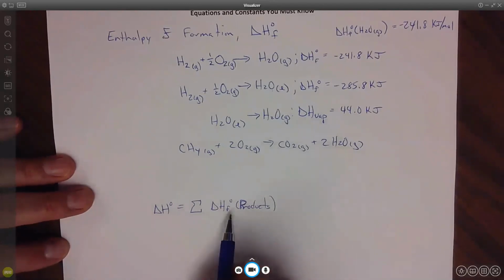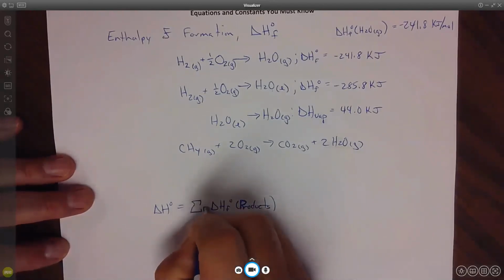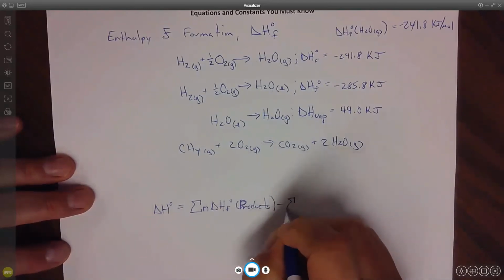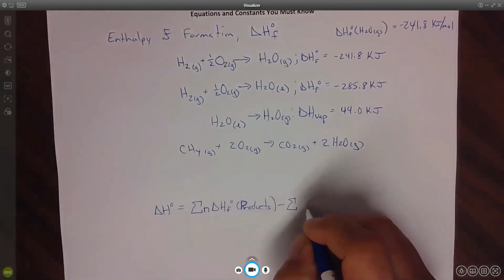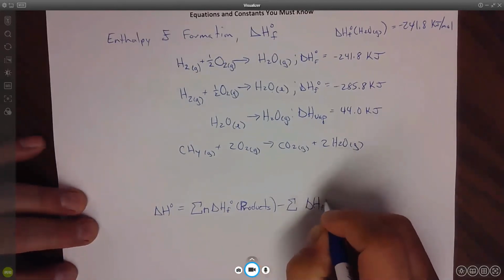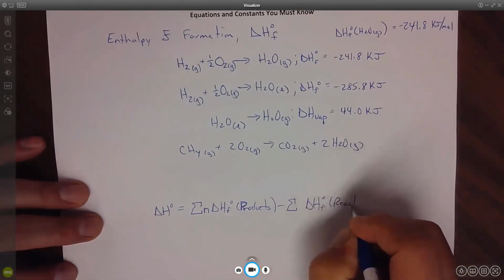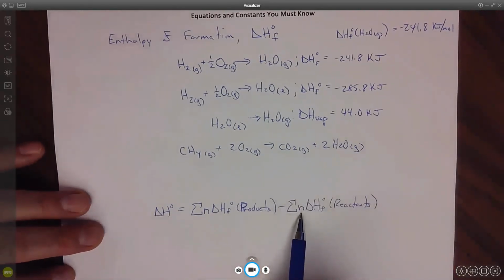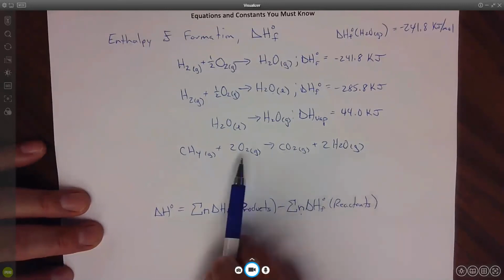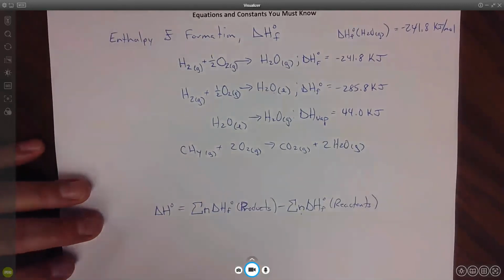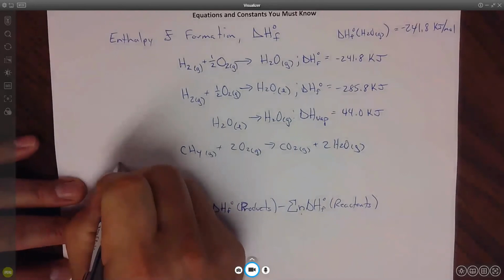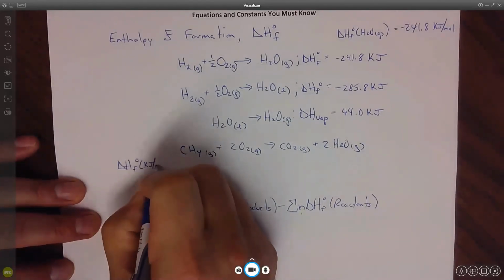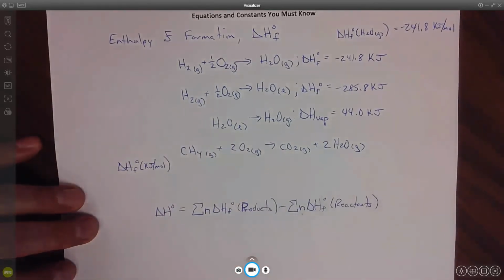And again, since it's an extensive property, we've got to multiply each by the coefficient in the balanced chemical equation. And then we're going to subtract from that the enthalpy of formation of the reactants. And again, we'll have to multiply each of those by the number of moles, so the coefficients in the balanced chemical equation, okay? So what we do next then is we simply look up the enthalpies of formation in the tables of chemical data or the appendix of your book.